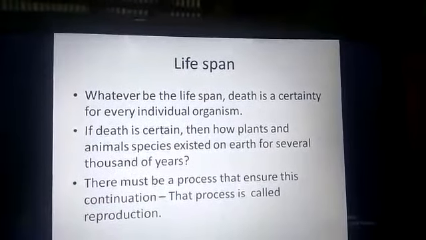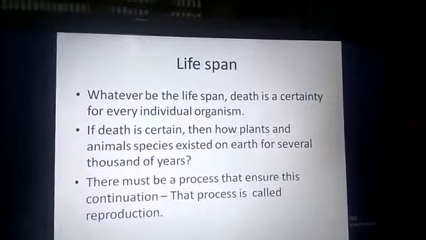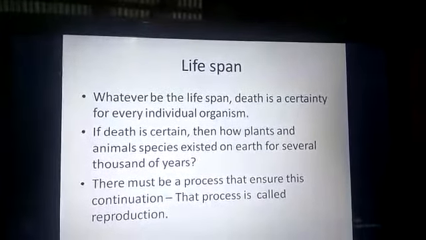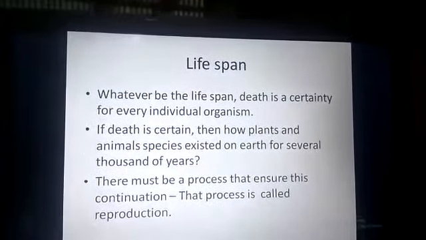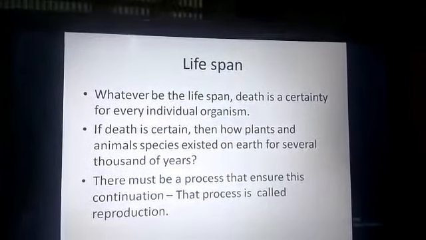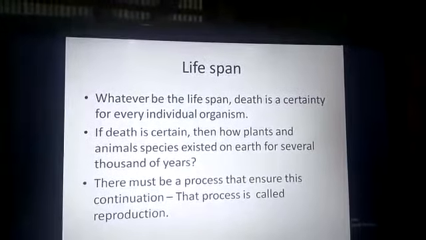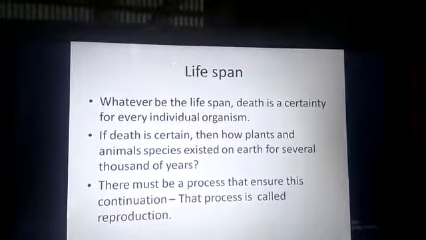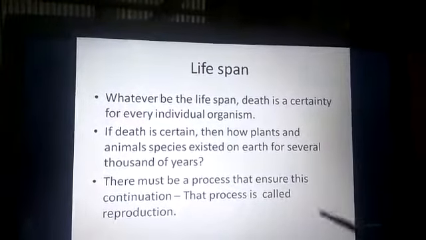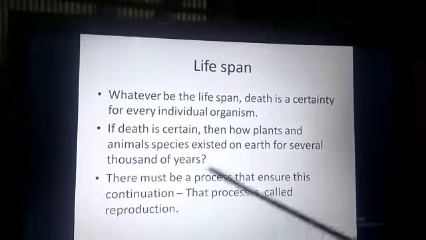Whatever the lifespan, it is a certainty for every individual organism. So if that is certain, then how have plant and animal species existed on Earth for several thousands of years? There must be a process or mechanism to make sure that the species of plants and animals continue to exist. Now that process or mechanism is called reproduction.